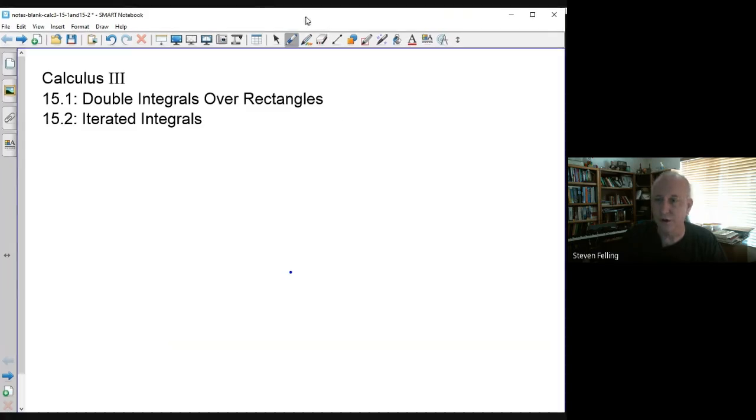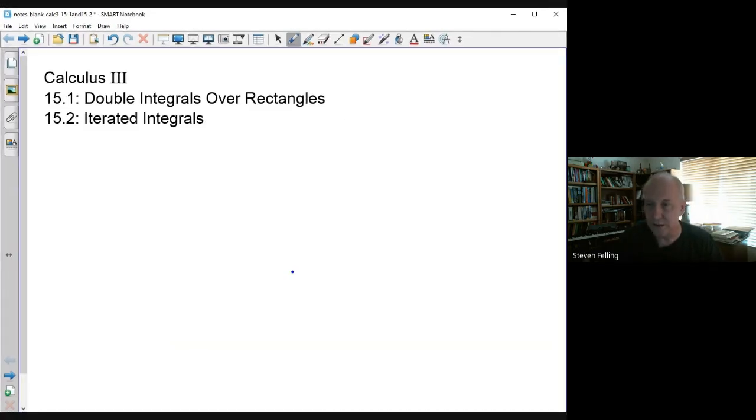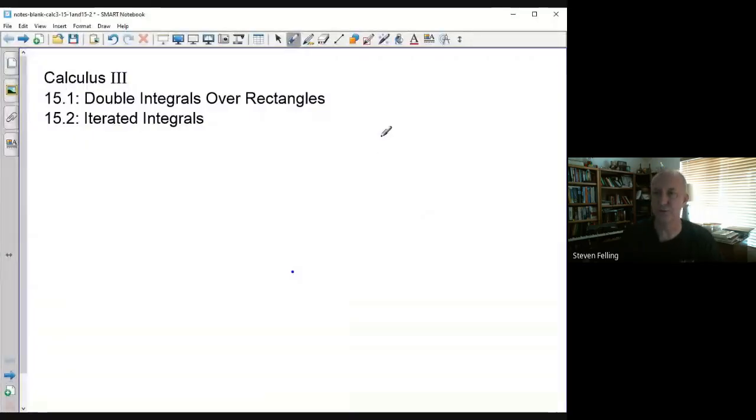multiple integral. Let's see, I don't really see my presentation coming up here. Let me make sure that that is coming up. I want to present this window. Oh, there it goes. Okay.